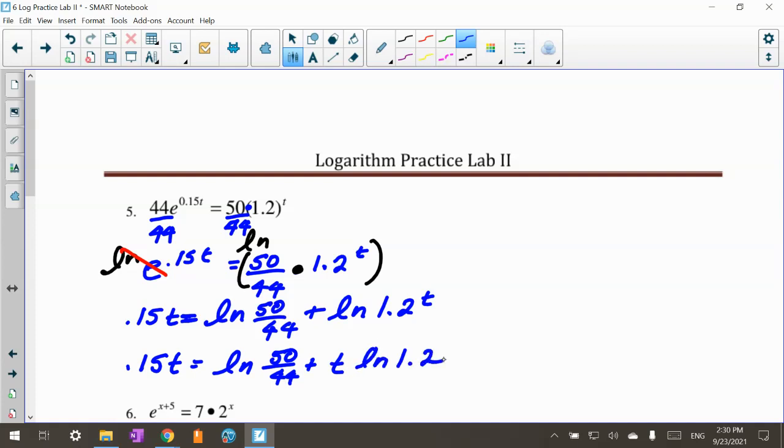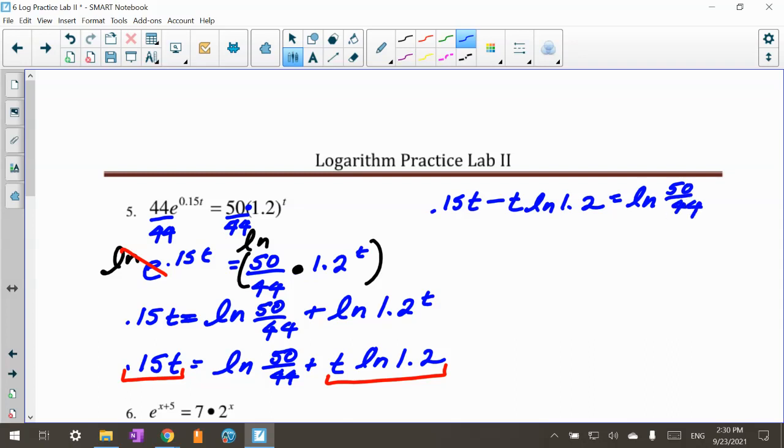of 1.2, right? So now this term right here has a t in it. This term has a t in it. So I actually am going to go to the left and subtract this. So I have 0.15t minus t natural log of 1.2, because they both have t's in it, is going to each equal the natural log of 50 over 44. So these have terms, this is a number, and I got the t's on one side.